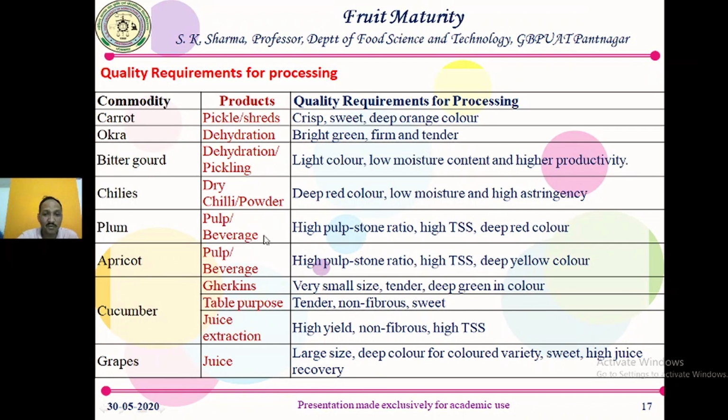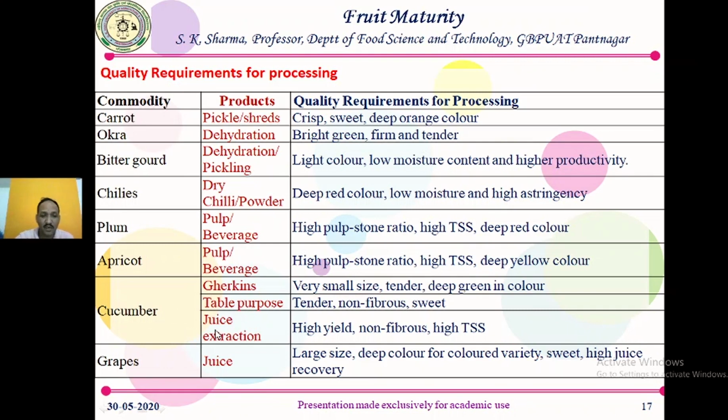For plums for beverages, obviously a high pulp to stone ratio is desirable, so that is a varietal characteristic, but we should select fruit which is ripe, because then only you will get a good blend of TSS and a lesser quantity of acidity. So that is how it is desirable in case of apple as well as in case of apricot.